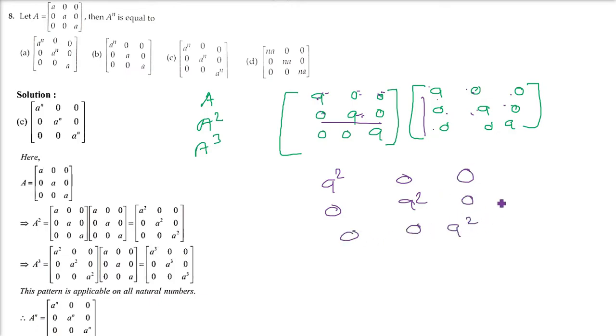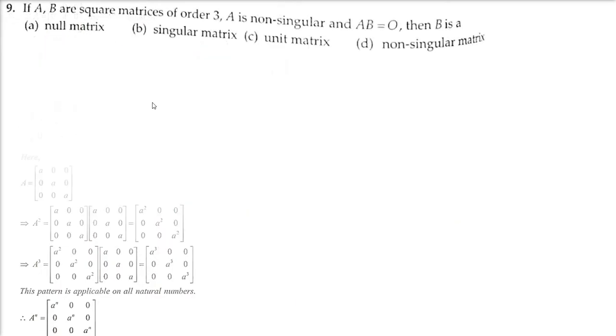A square in the diagonal. So when you take A cube, it will be A raised 3. When you take A4, it will be A raised 4. A raised n will be A raised n. Okay. So you can just directly write C. Just take A common, and that is going to be the identity matrix to the power n.